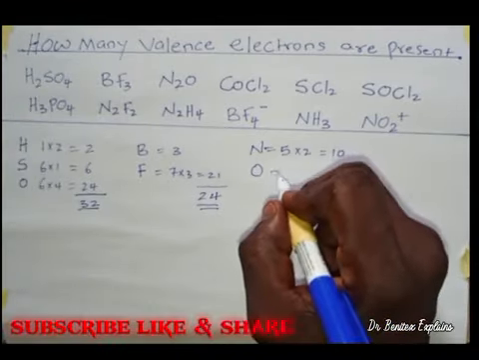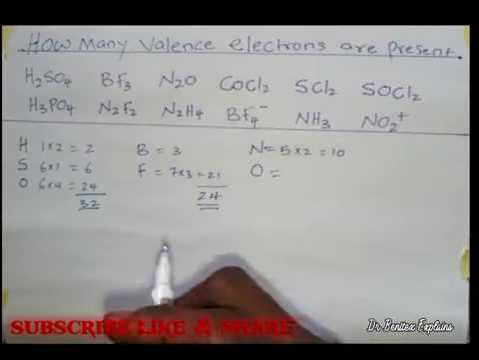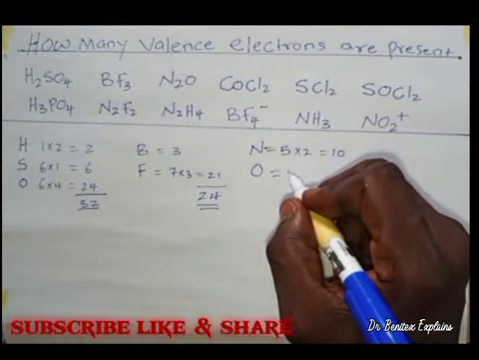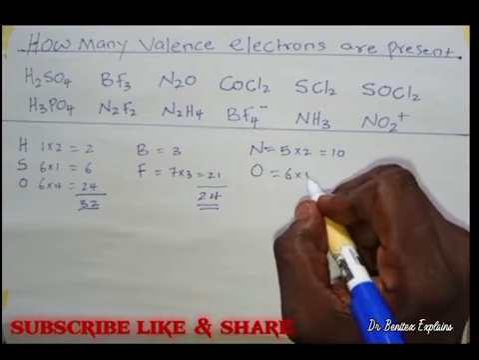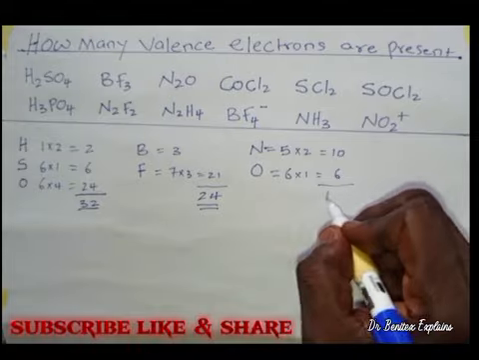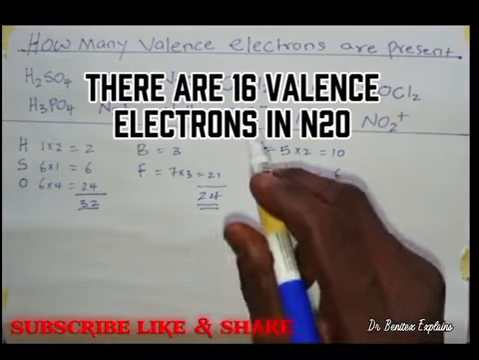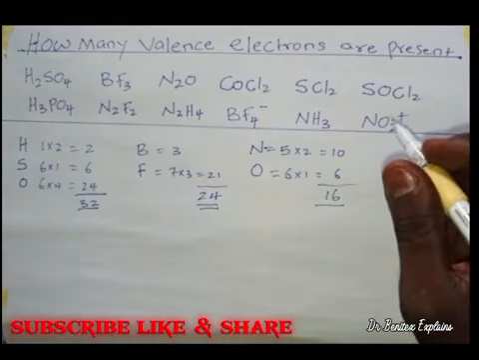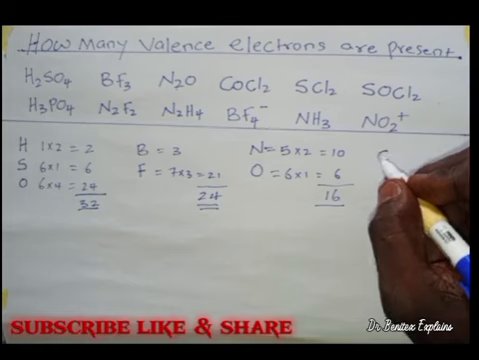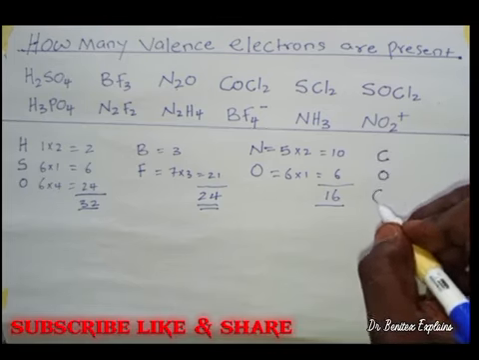What about oxygen? Oxygen is found in group number 6. So how many oxygen atoms are here? 1. So this is equal to 6 times 1, which is equal to 6. So total number of valence electrons here is equal to 16. Let's go to the next example, which is carbonyl chloride, COCl₂. So we have the following atoms present. C, we have O, and we have Cl.